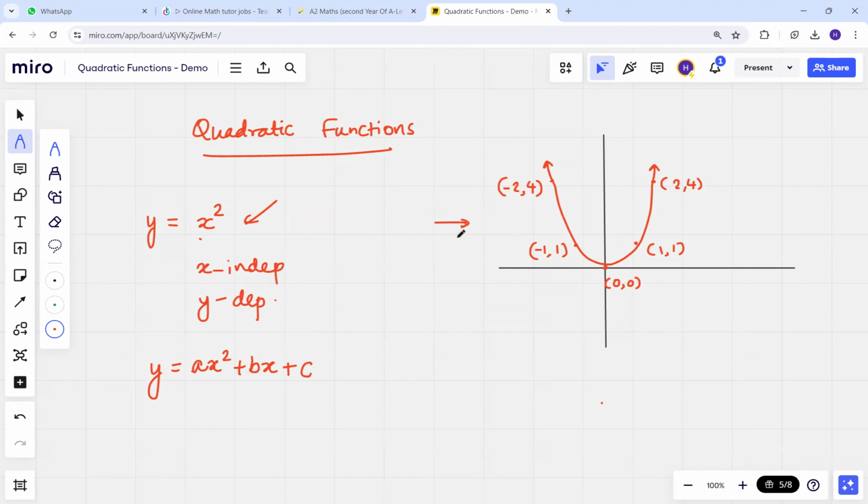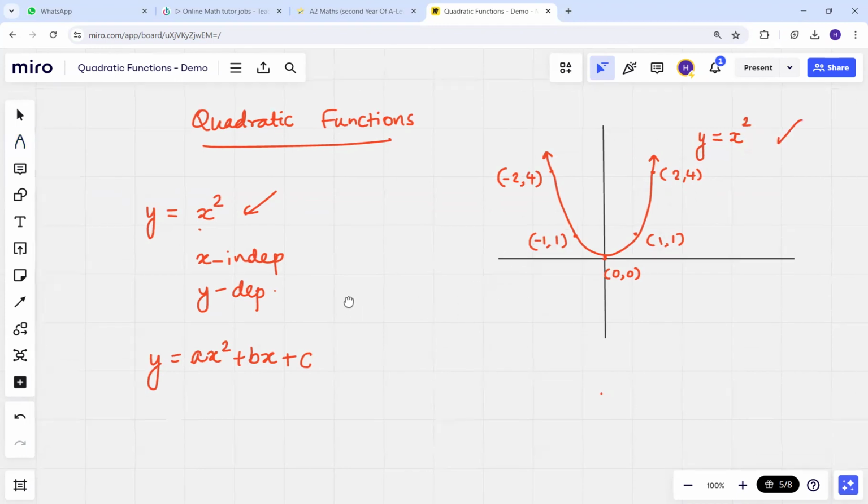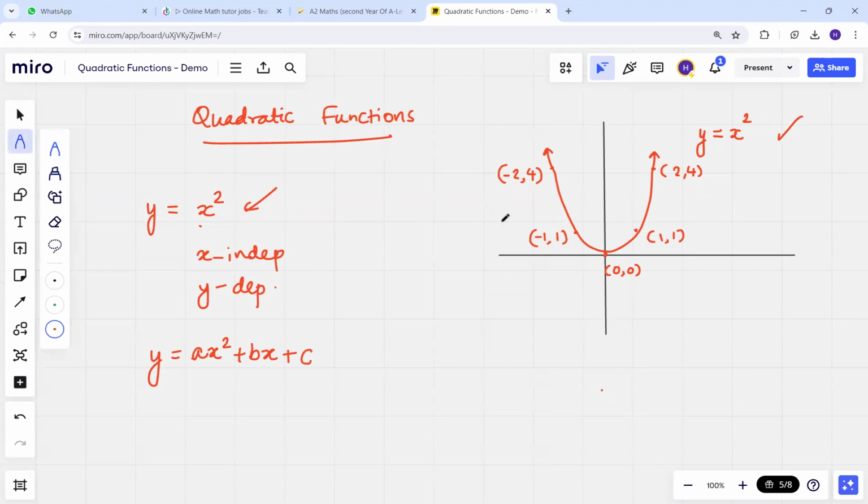Here we have shown y equal to x squared. As you can see, the points (0, 0), (1, 1), (2, 4), (-1, 1), (-2, 4) are on the graph because all these points obey this function rule. And you can see that the shape of this is a bowl shape. In fact, all of the quadratic functions of the form ax squared plus bx plus c are somewhat similar to this.